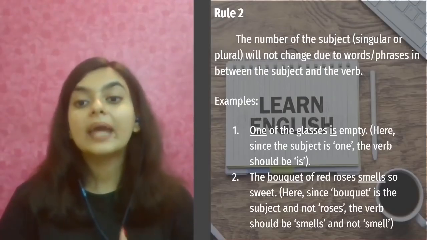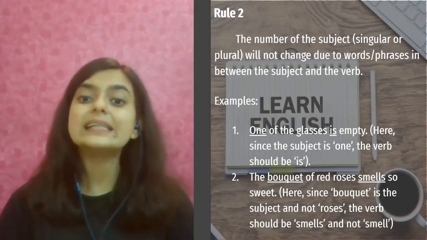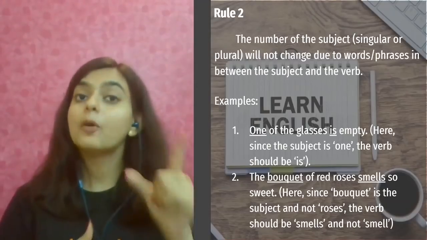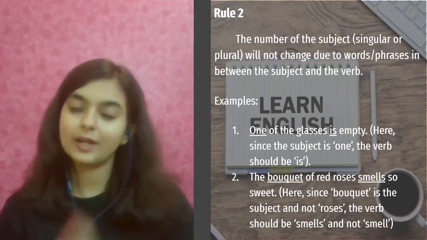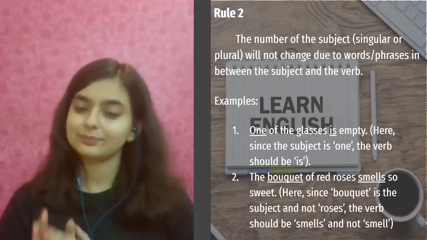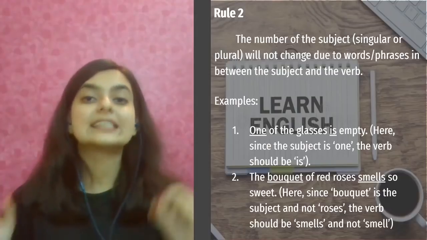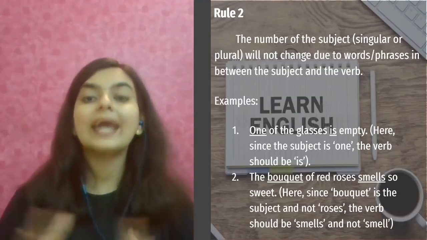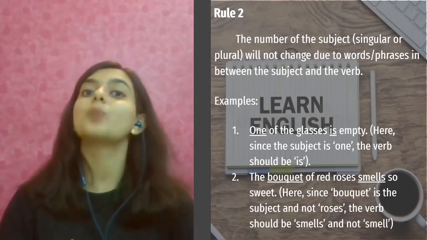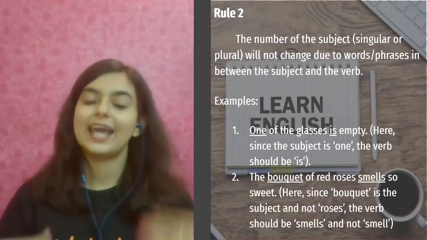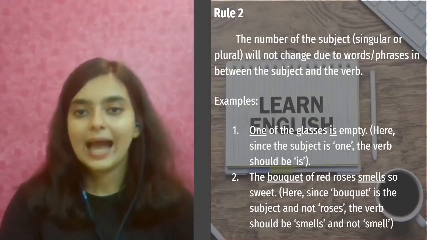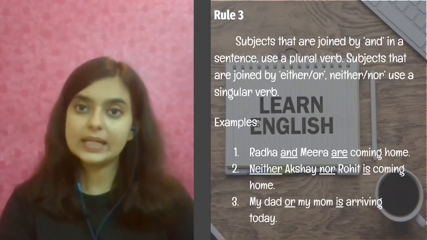Second is, the bouquet of red roses smells so sweet. Bouquet is a collective noun, so that will again be singular. Your verb will again be singular. It will never be "smell so sweet". The bouquet is a collection, you take it as one unit, and therefore the verb will agree with it. It will be singular.